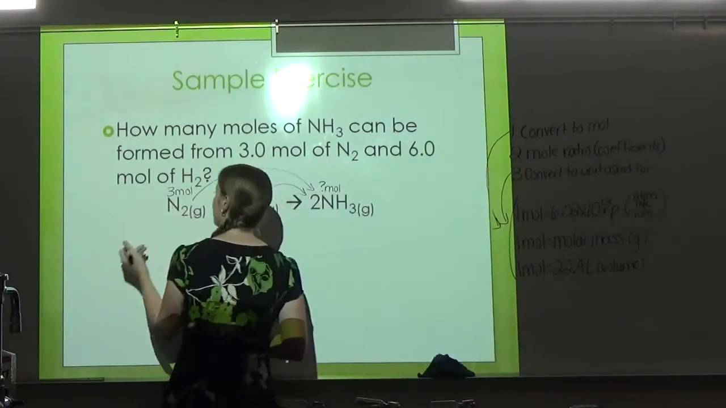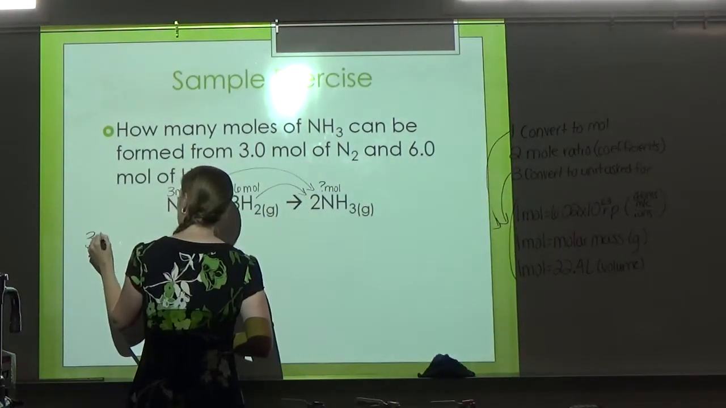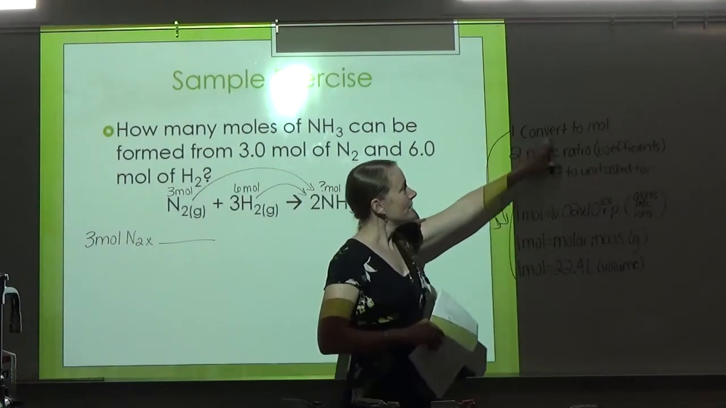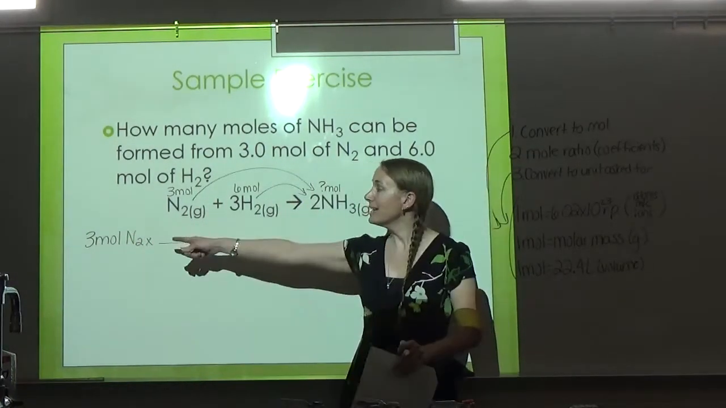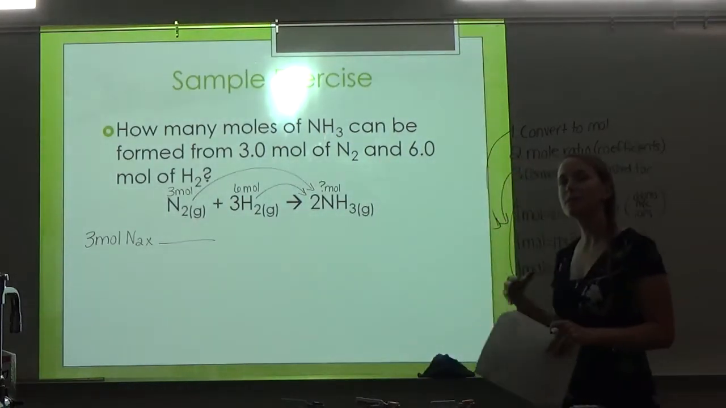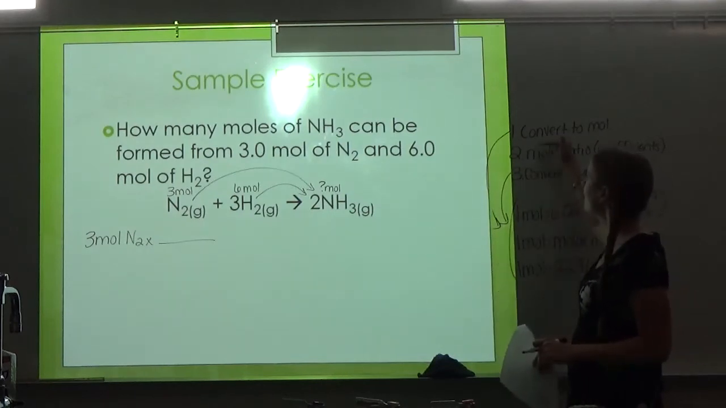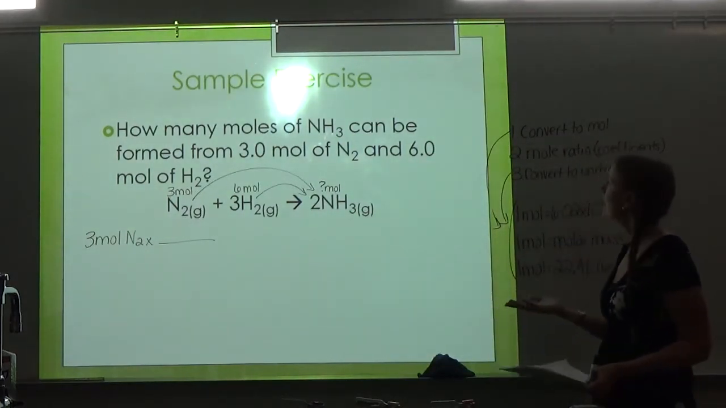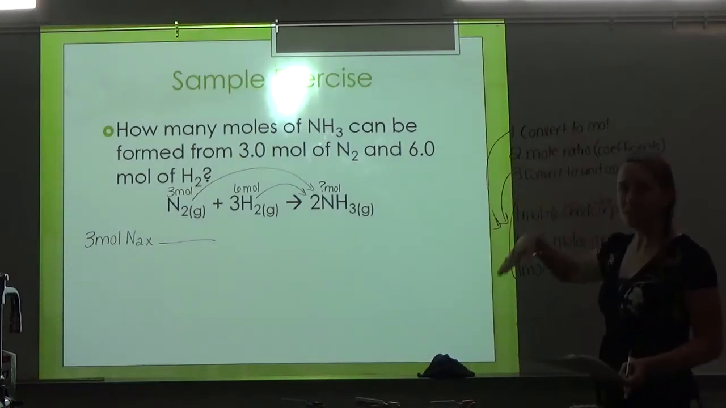Alright, so I'm going to start with my N2 first. So I have 3 moles of N2. So, step 1 is to convert to moles. Well, I already have moles, so I don't need to do step 1. Okay, and see, that's what some of y'all do, you get in the habit of just always doing step 1. So it's like you force it, and you'll try to do molar mass. Well, I already have moles, so I just skip it.